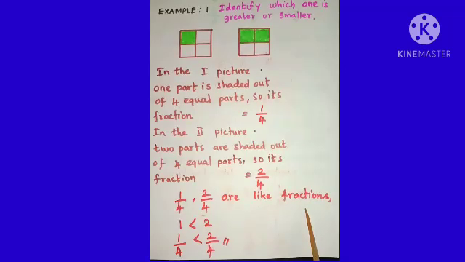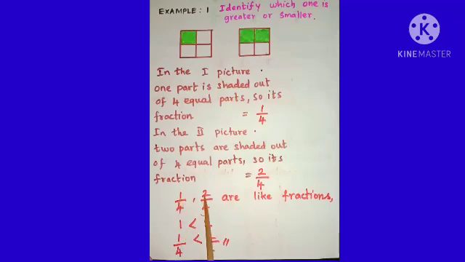In like fractions, it is easy to compare the fractions by seeing the numerators. Here, take down the numerators 1 and 2 and compare these two numerators. Here 1 is less than 2. Thus, in like fractions, we can say that 1 by 4 is less than 2 by 4.